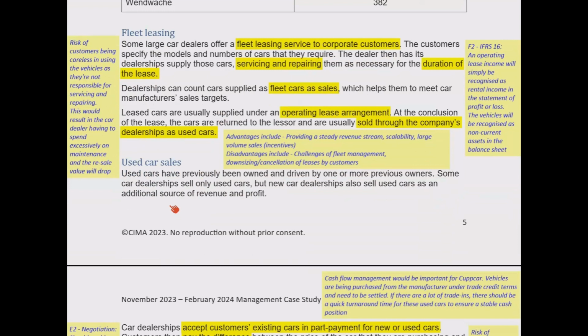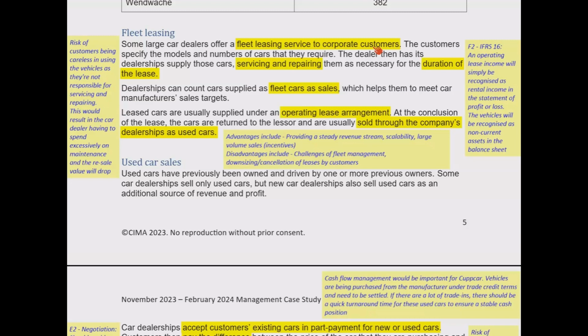Good. Now, right at the bottom of this page, I think we get to something that is very interesting, and that is the idea of fleet leasing. So the idea here is quite different. Some car dealers, for example Cuppcar, do fleet leasing to corporate customers. In other words, big organizations. Think banks, think insurance companies, think telecoms companies, think large pharmaceutical companies, think any big organizations that you are aware of with thousands of employees.